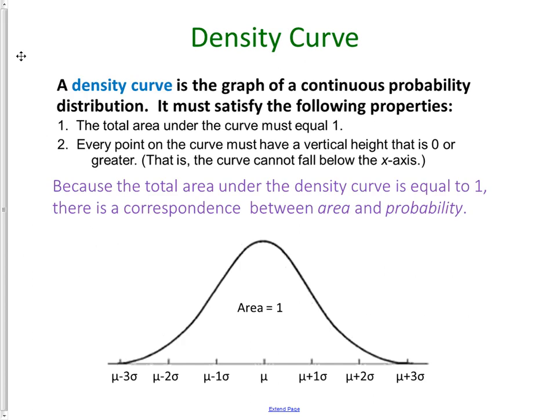Let's remind ourselves what is meant by a density curve, which is a graph of a continuous probability distribution. It must satisfy the following properties. The total area under the curve must equal 1. And every point on the curve must have a vertical height that is 0 or greater. That is, the curve cannot fall below the x-axis. Being that this is the case, we can say that the total area under our density curve, the normal curve, is equal to 1, and there is a correspondence then between the area and the probability.